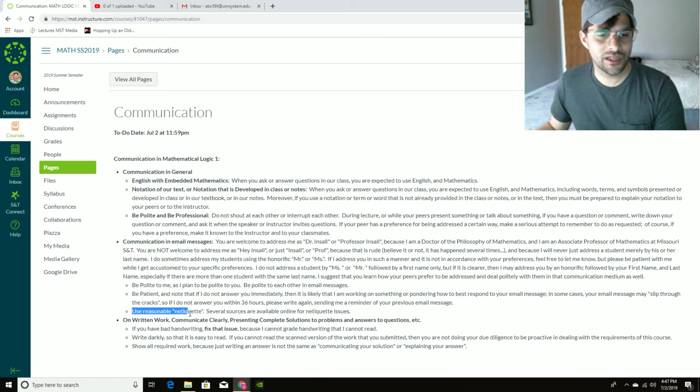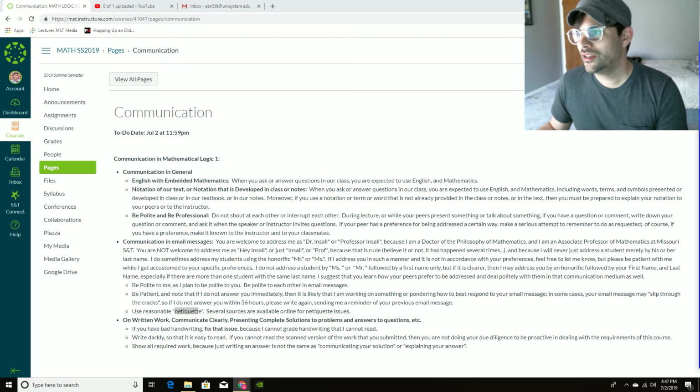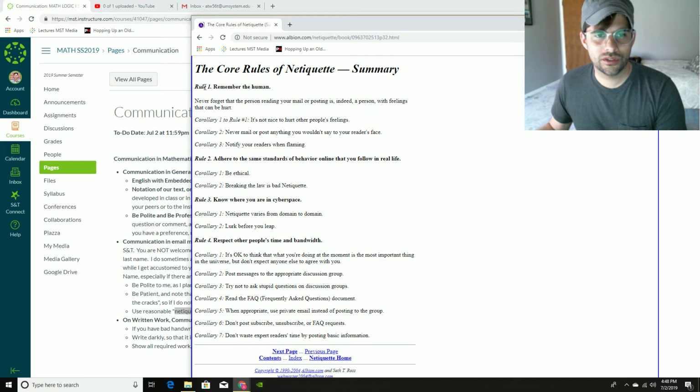This last one is to use reasonable netiquette. I didn't know what that was. I'd never heard that term. Makes perfect sense though, right? So I looked it up. Here are the rules. Basically, these are the core rules of netiquette.